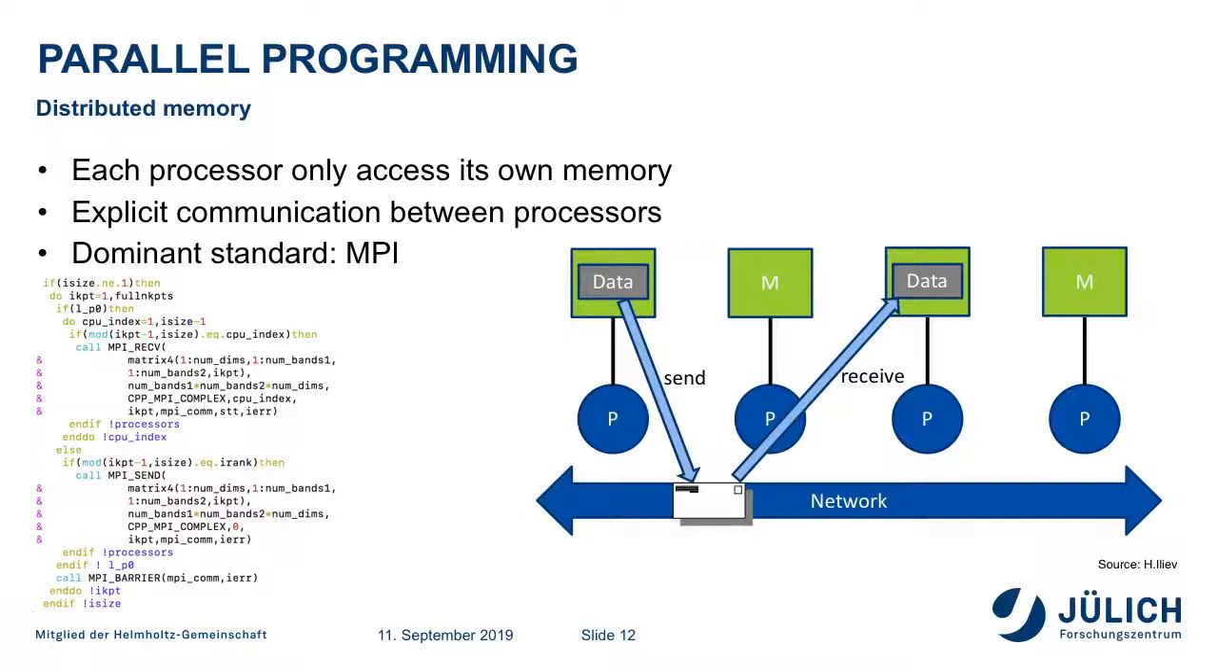The dominant standard for this is MPI, message passing interface. And this is nice, but sending messages and receiving messages is quite an overhead. So you not only spend your time calculating some useful stuff, you are also communicating with all your processors, and if you have 45,000 processors in your machine, that can take time.